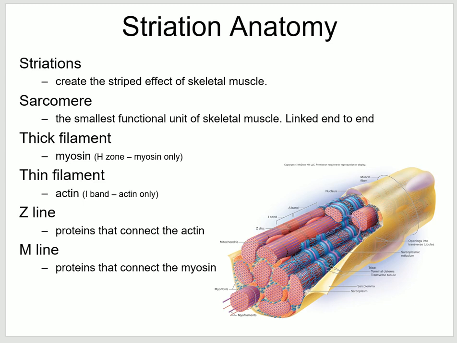There is a Z line, so that makes an end of a sarcomere, and it's in a Z shape. From Z line to Z line is one sarcomere. They're also the proteins that connect the actins together, the Z lines are. And then we have an M line. You're going to see that here in a second too.